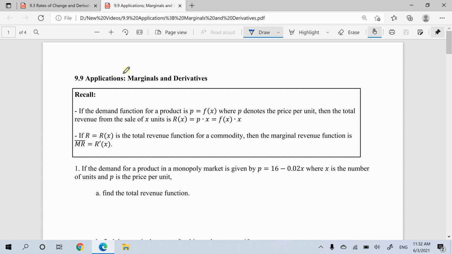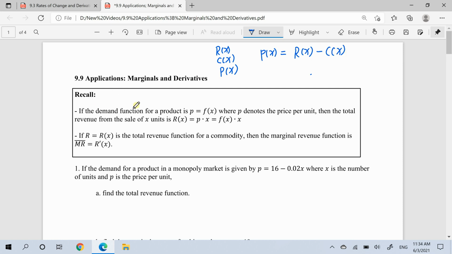Let's talk about applications for marginals and derivatives. Here we have three functions we already learned. One is the revenue function, the cost function, and the profit function. We know the profit is the difference of the revenue and the cost, the income minus the cost.